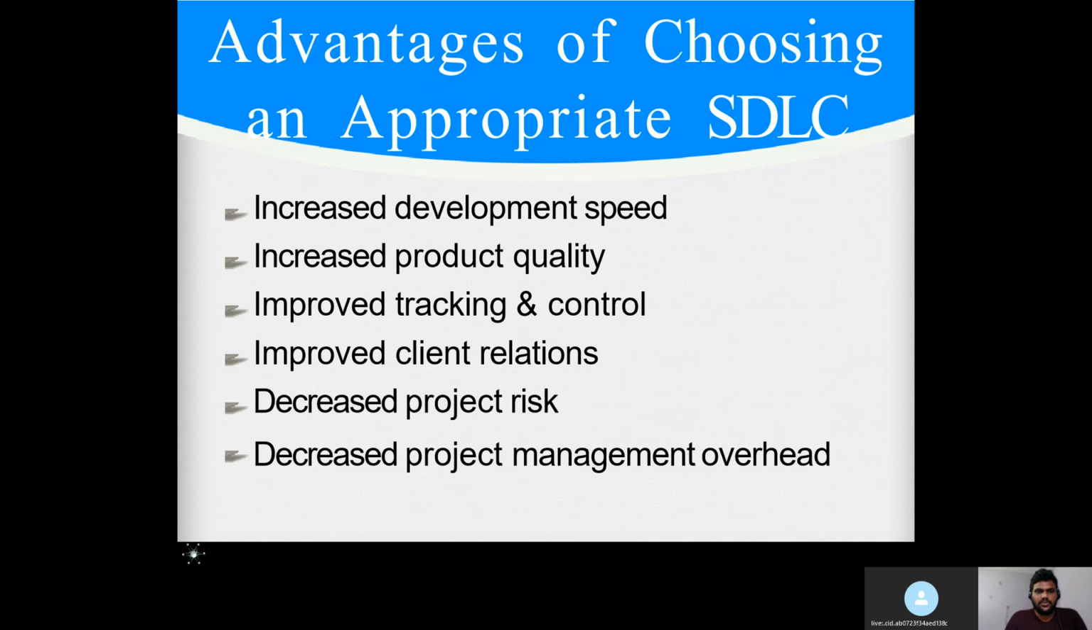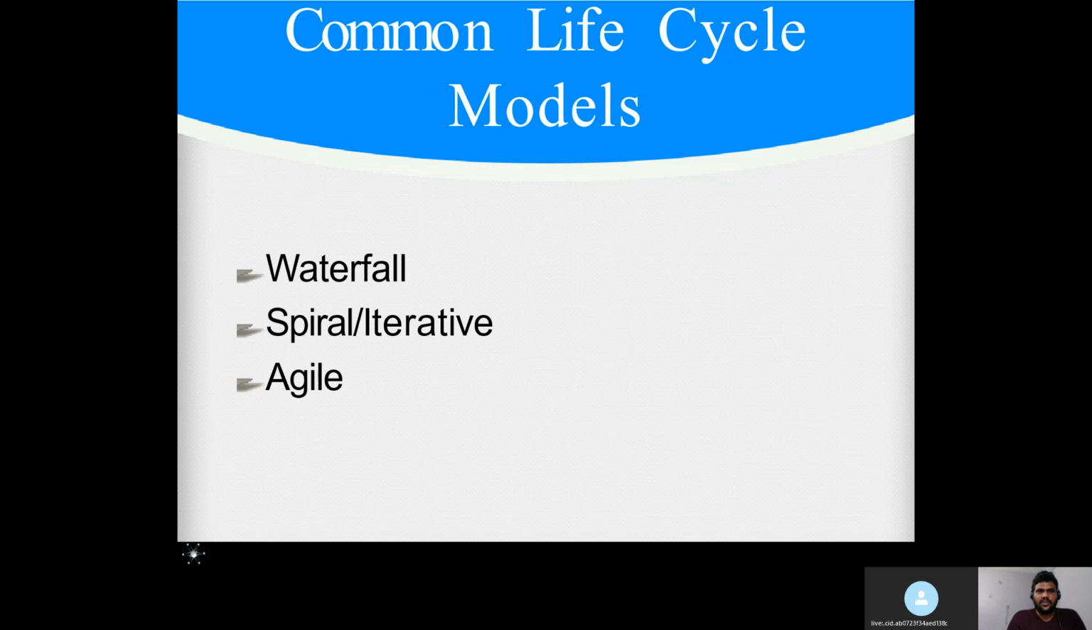So, what aspects should we consider when choosing the software development life cycle? We should choose based on: increase in development speed, increase in product quality, improved tracking and control, improved client relations, decrease in project risk, and decrease in project cost. These six things have to be taken into account while choosing our appropriate SDLC model. Next, the common life cycle models. These are three, as I said: waterfall, spiral, which is also known as the iterative model, and the agile model.